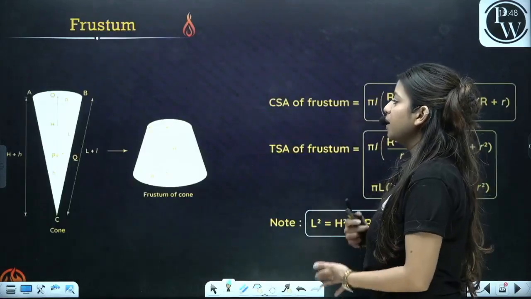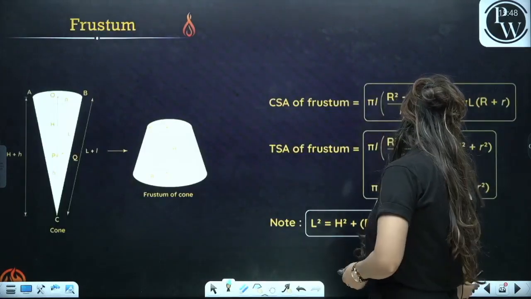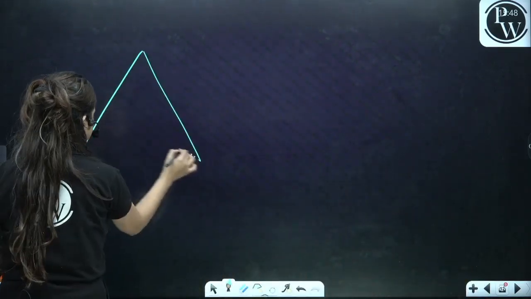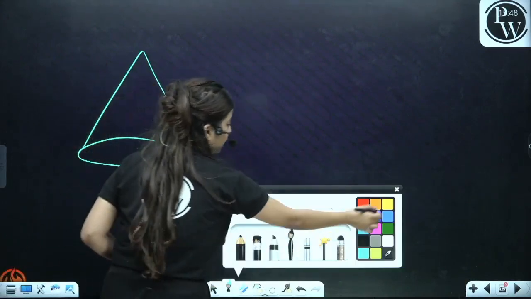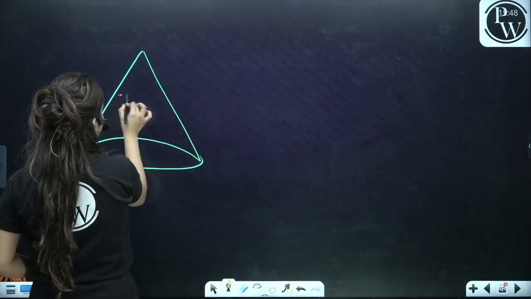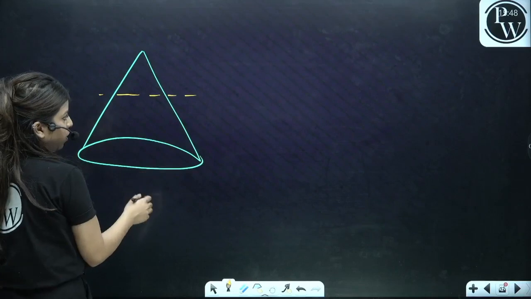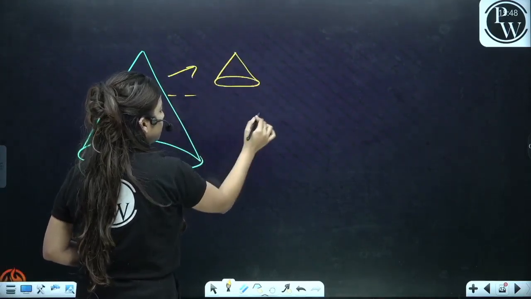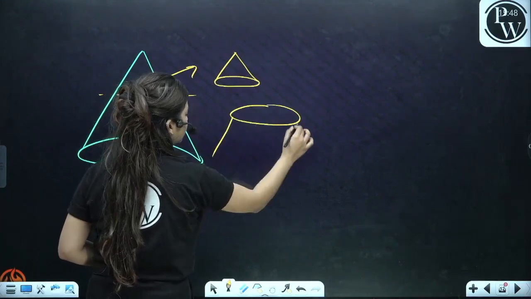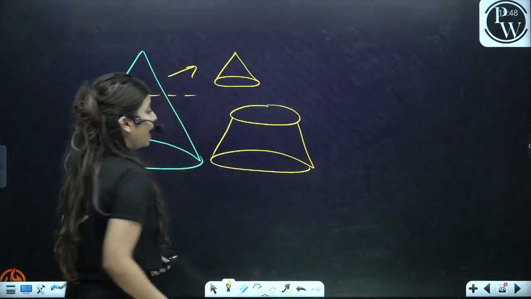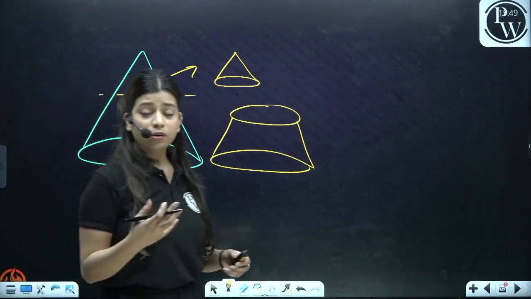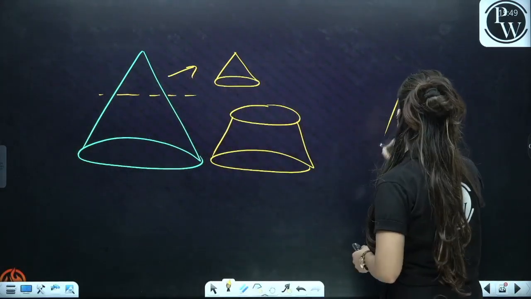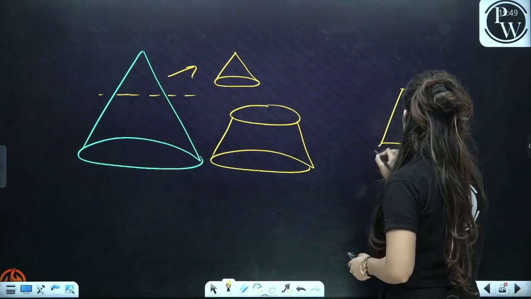Okay. So talking about the frustum of a cone. See how a frustum is made, first of all. We have a cone. What I do is cut this cone at any height. The upper part will result in a smaller cone again, but the lower part will form a shape like this, like some buckets. It is like a joker cap. You might have seen some jokers wearing such a cap.